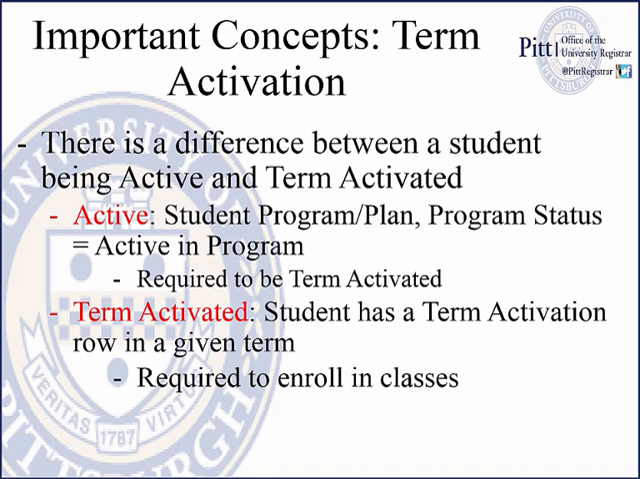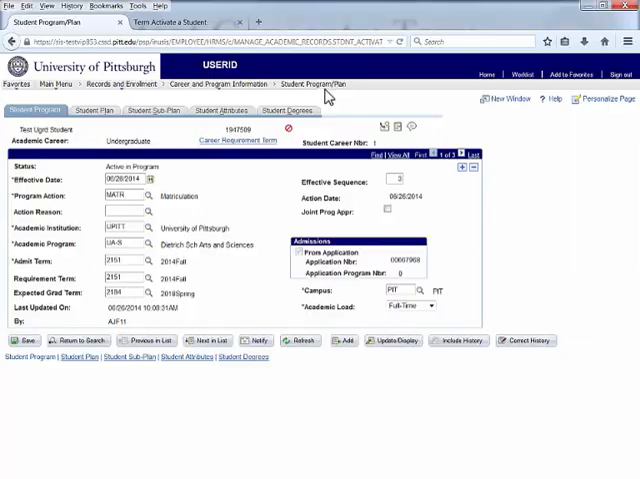Other important concepts include: there is a difference between a student being active and term activated. An active student is one who has a student program plan, program status equal to active in program. An active program plan stack is required for term activation. A term activated student is a student that has a saved row in a given term on the Term Activated Student Term Activation tab. A term activation row is required to enroll in classes. Let me show you the difference.